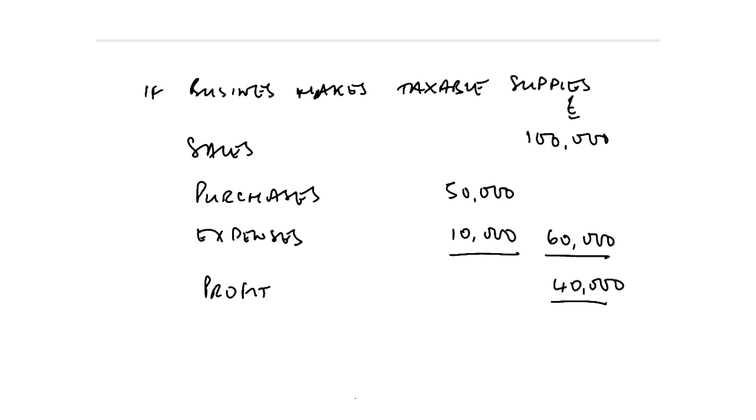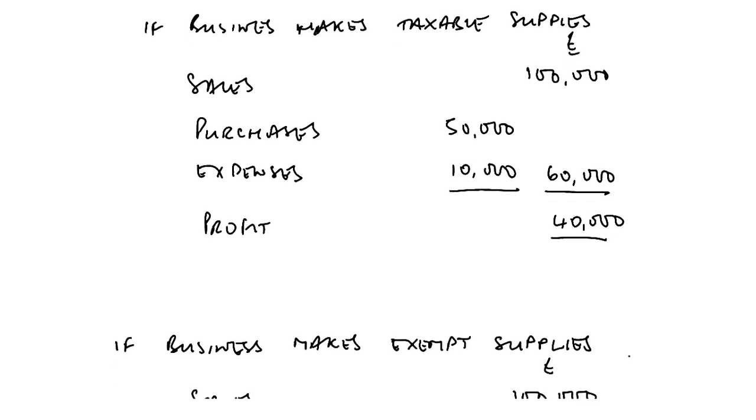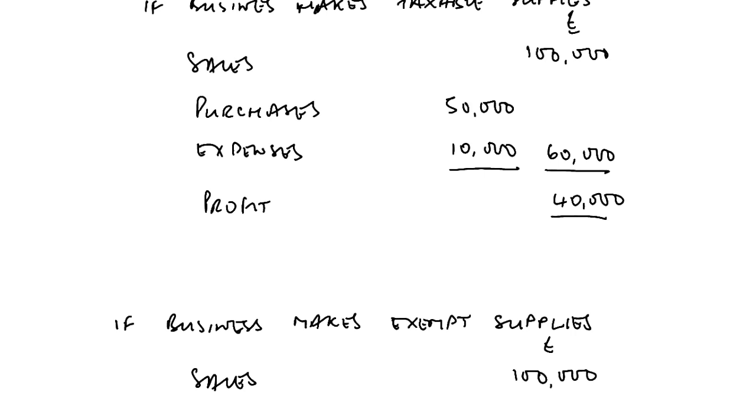Let's compare that with if the business were to make exempt supplies. Now, again, just like with zero rated, there would be no VAT to charge. So if the business makes exempt supplies, the sales is still £100,000. Now again, that's going to be the same figure of sales, irrespective of whether or not we make taxable supplies or exempt supplies, and if they're taxable supplies, irrespective of whether they are standard or zero rated. So the sales figure 100,000.